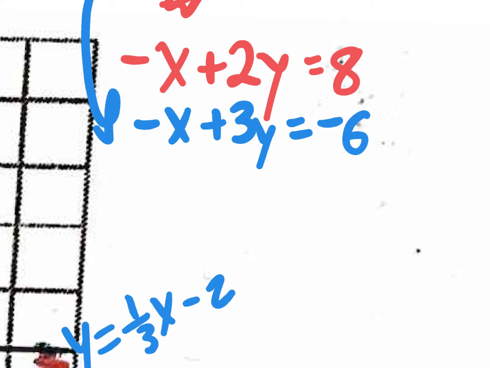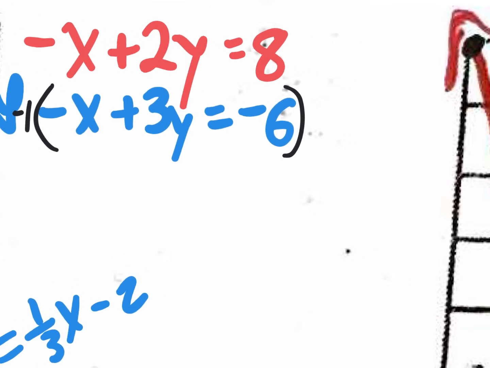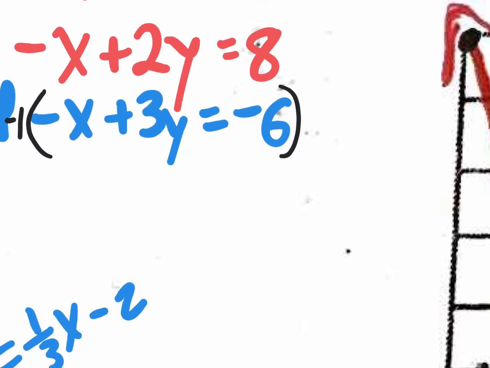Now we want to cancel out either x's or y's. What do you think is easier to do? X's. That's right, x's. So we're going to multiply the bottom equation by negative 1. The top equation we're not going to mess with, we're just going to rewrite it: negative x plus 2y equals 8. And the bottom equation, we're going to multiply everything by negative 1, giving us a positive x minus 3y equaling positive 6.